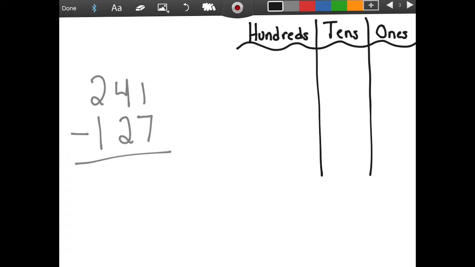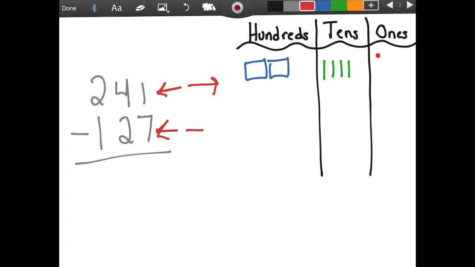So we have 241 minus 127. So first, I want you to look at this top number and draw it over here in our model. So we have 241. We have 1 in 241. We have 4 tens. And we have 2 hundreds. Now what we're going to do is look at this bottom number and start taking them away over here. So I'm going to look in the ones place first. Right over here. Look at the ones place. And I have to take 7 away from 1.